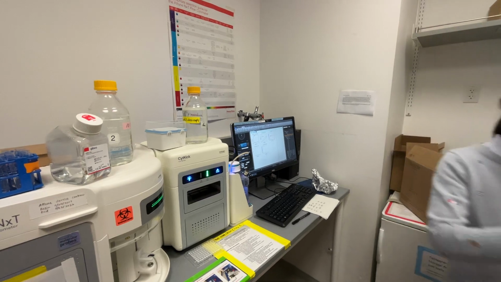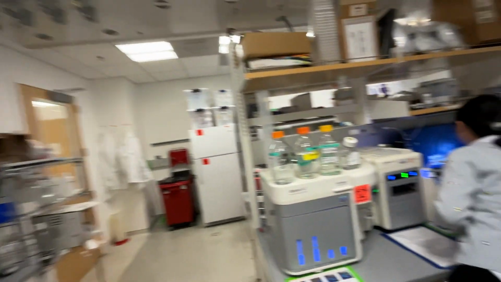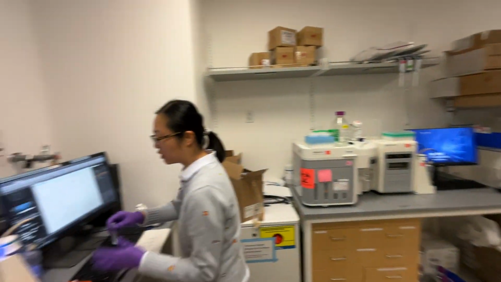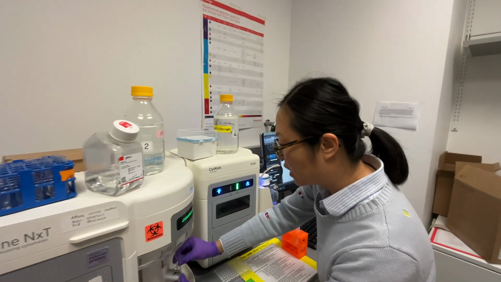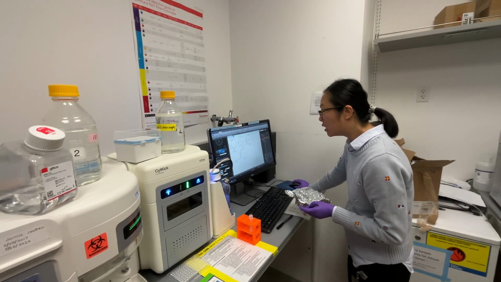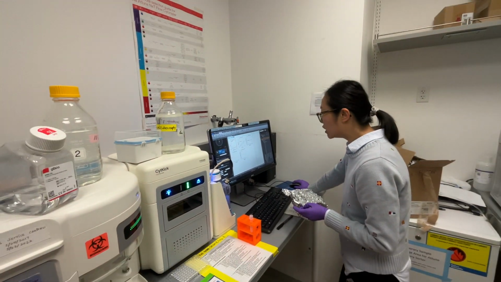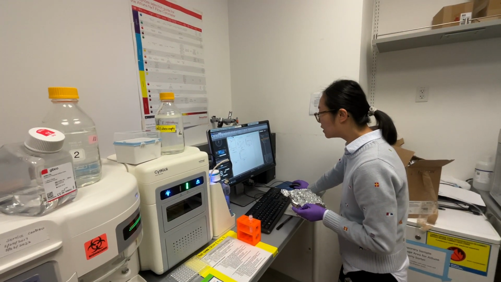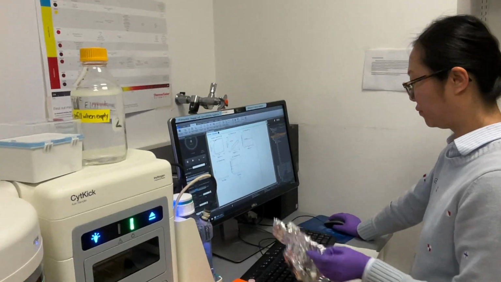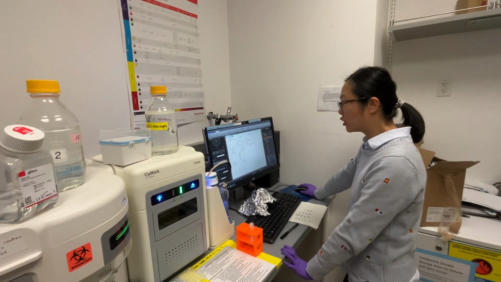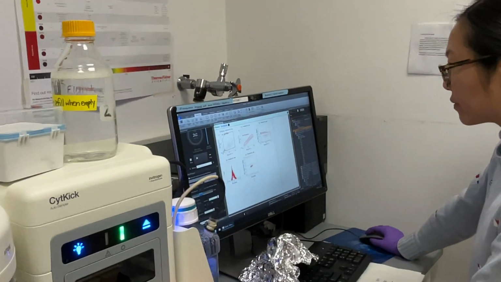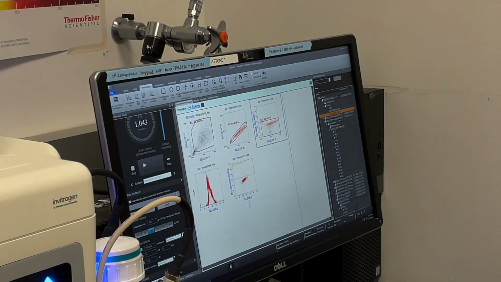The first thing is to also vortex this before we put it on the sorter. Not sorter, I mean this is flow cytometry. And then click record this. So it will run and record at the same time. It will run both the antibody and the death.